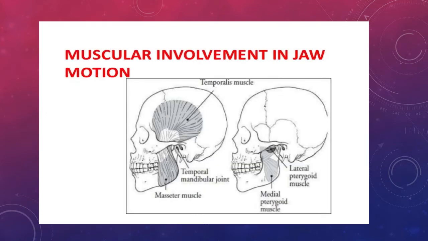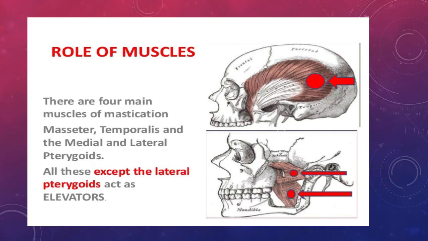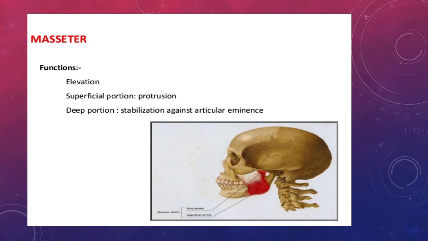Muscle involvement in jaw motions. You can look at this photo to see which muscles make these functions. Role of muscles: there are four main muscles of mastication: masseter, temporalis, and the medial and lateral pterygoids. All these aspects, except the lateral pterygoids, act as elevators. Masseter functions: elevation, superficial portion protrusion, deep portion stabilization against the articular eminence.